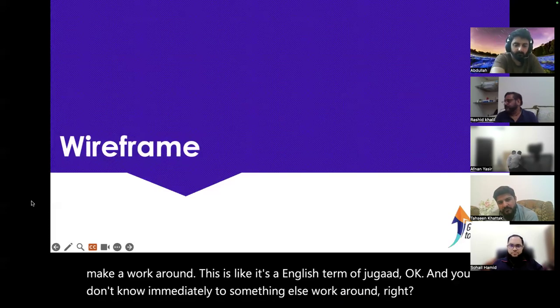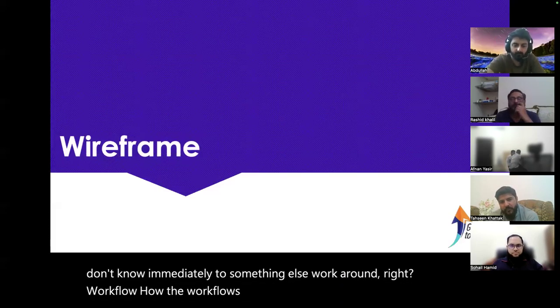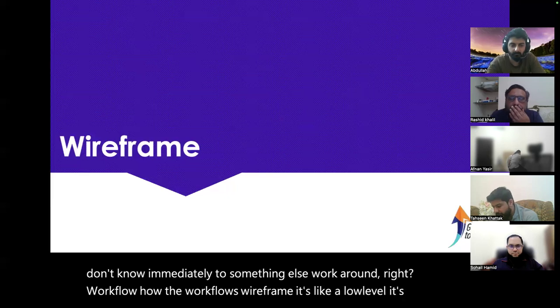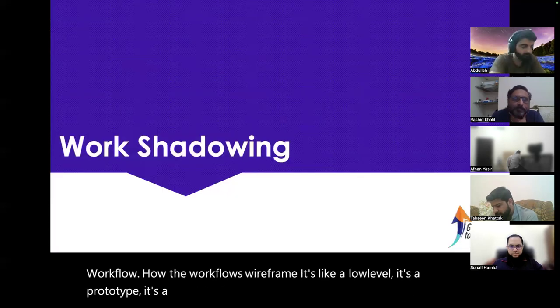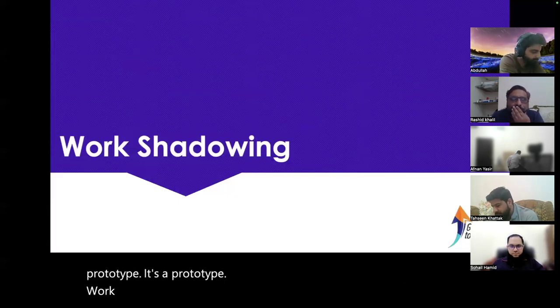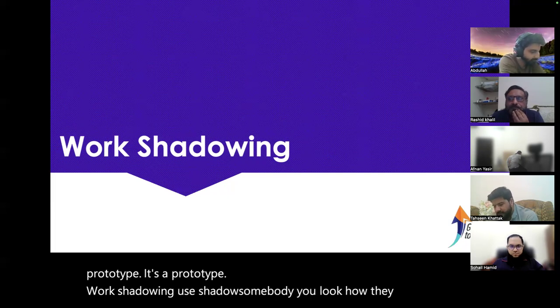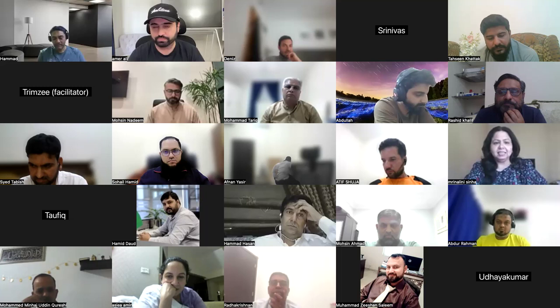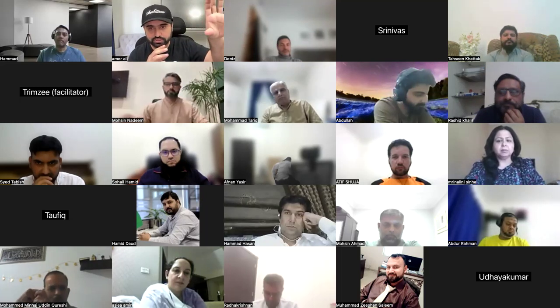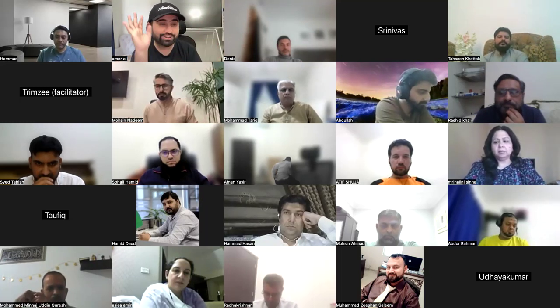Workflow, how the work flows. Wireframe, it's like a low level prototype. Work shadowing, you shadow somebody, you look how they do and you follow them. For example, I follow my mentors.